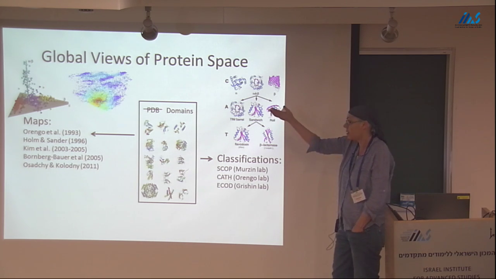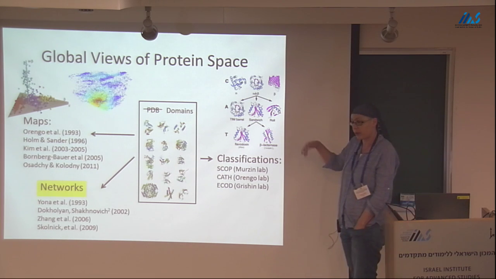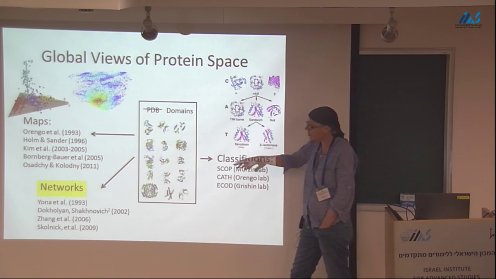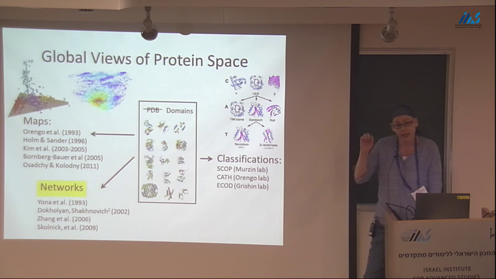So because there's this issue with protein maps, people looked instead at protein networks. And the story I'm going to tell you today is about a network view of protein space. In these, every protein domain is a vertex, a point in the network, and two proteins that are similar to each other are connected by an edge.